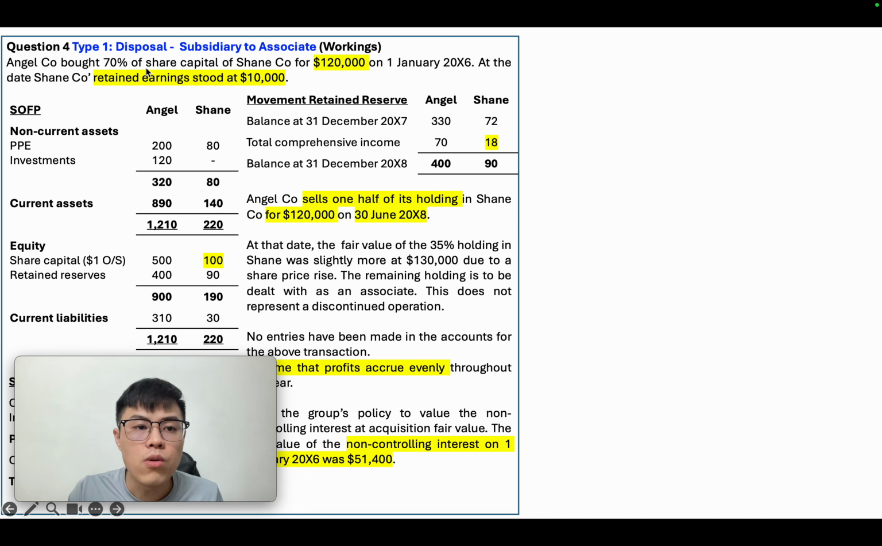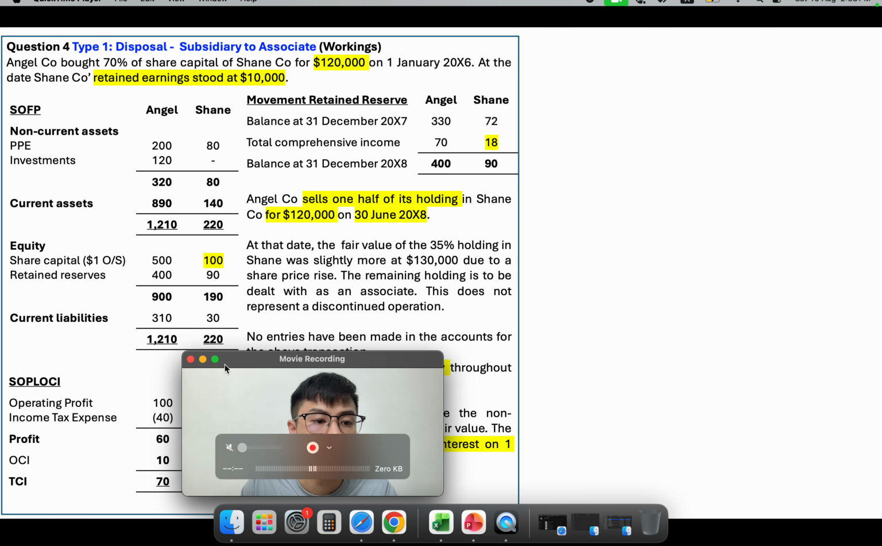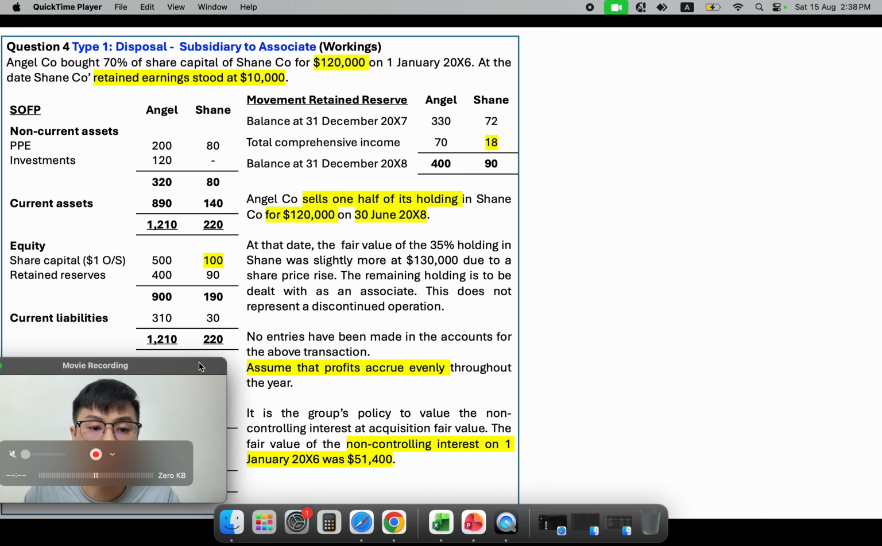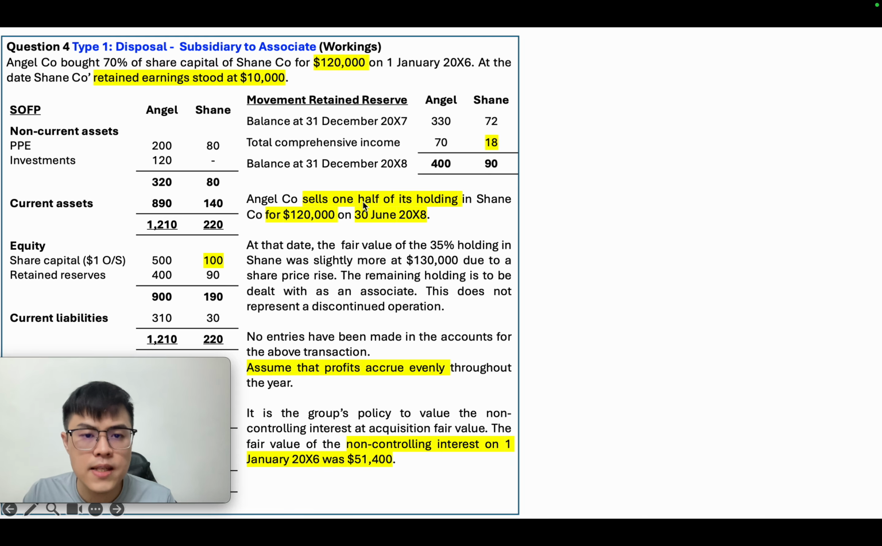Angel Core holds 70% of the shares of Shane for 120,000 on 1st January 2006. At the date of acquisition, Shane Core's retained earnings stood at 10,000. So you have SOFP, SOPL, and retained reserves for the 2 companies. So Angel Core sells 1/2 of the holding in Shane for 120. So meaning to say of 70% they sell 1/2, so 35% retained. At the date, the fair value of the 35% holding that you retain is worth 130.